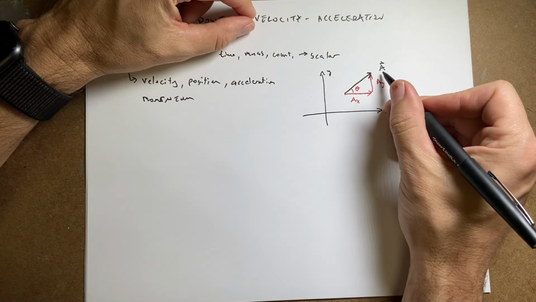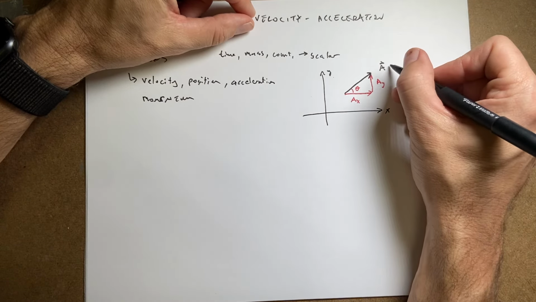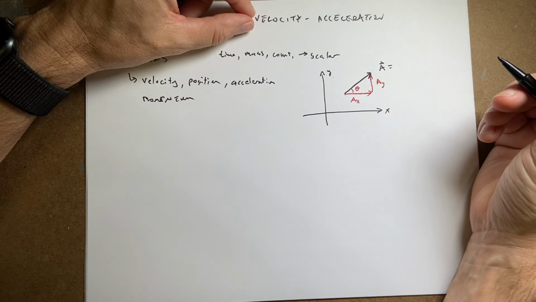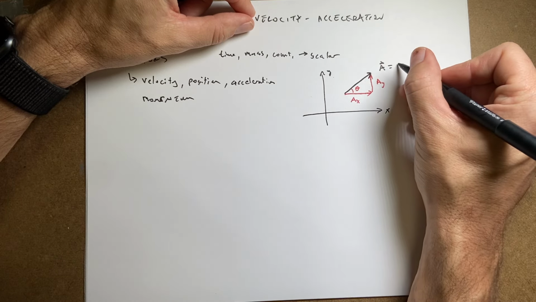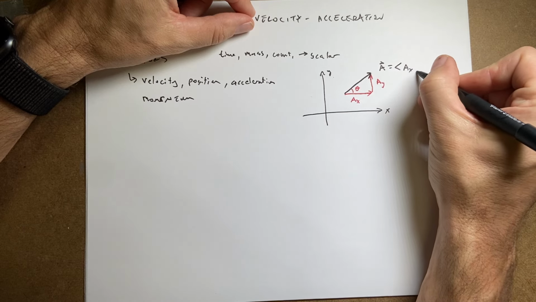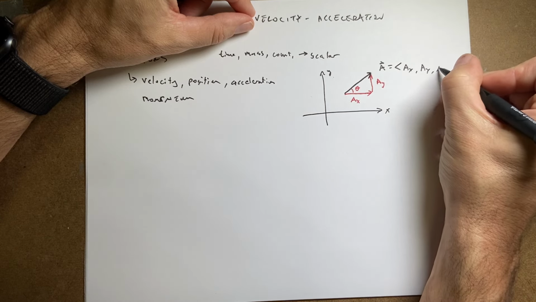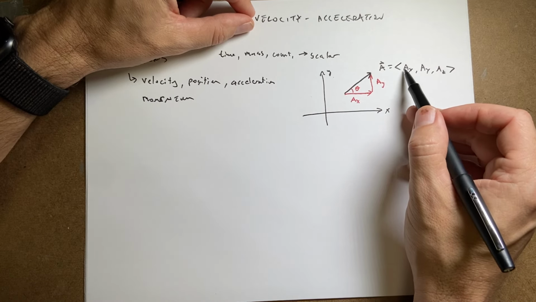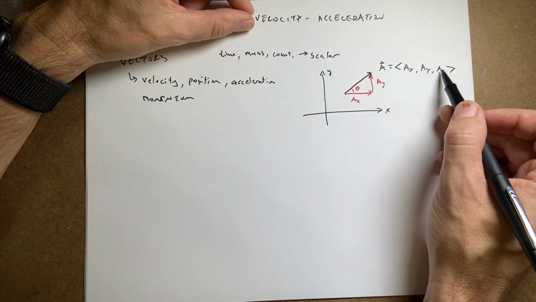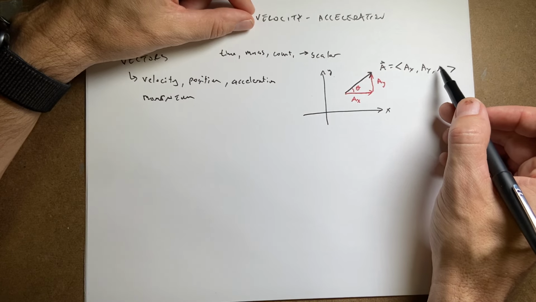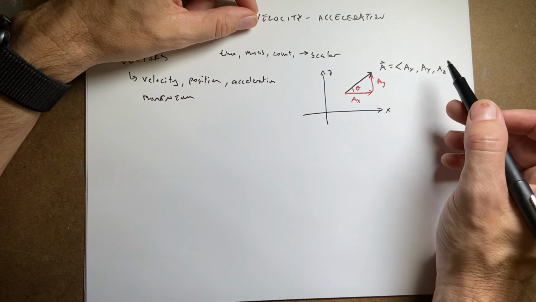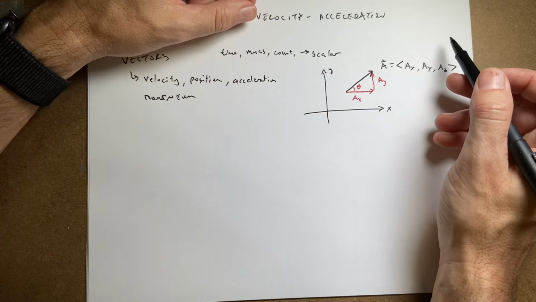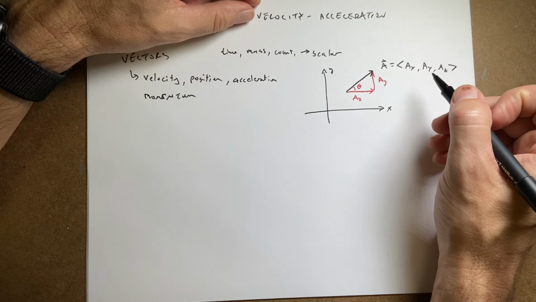So there's a couple things I could do. I could write A as the vector. The way I like to represent it and the way the book represents it is AX, AY, AZ. So this says how much of it is in the x direction, how much is in the y, and how much is in the z. And this is in Cartesian space. You could make vectors in polar coordinates and other coordinates, but it gets more complicated. We're not going to do that in this class.